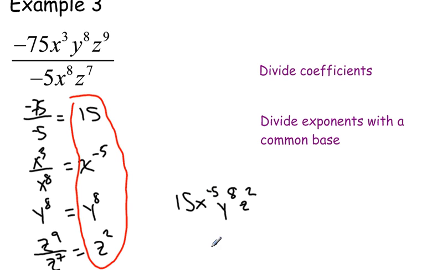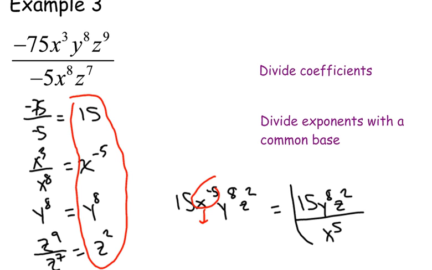So we got a negative exponent. So we have to move that variable with the negative exponent to the denominator to make it positive. So we get 15 y to the 8th, z to the 2nd power, over x to the 5th. That is our final answer.